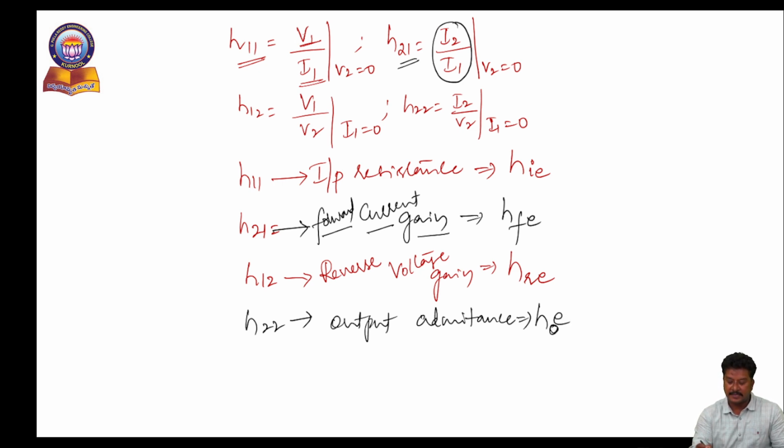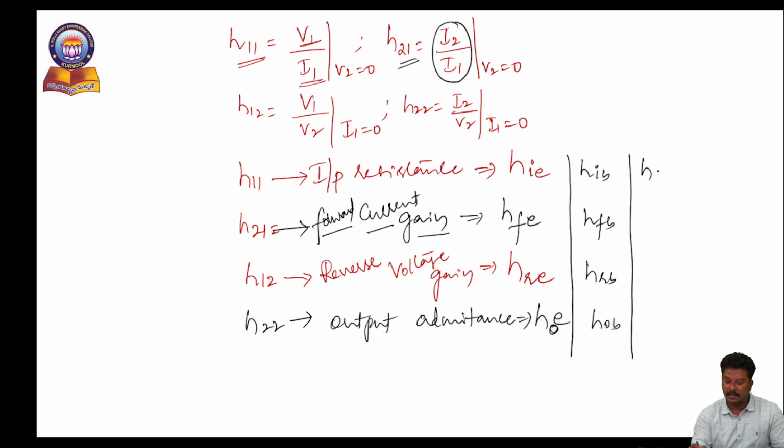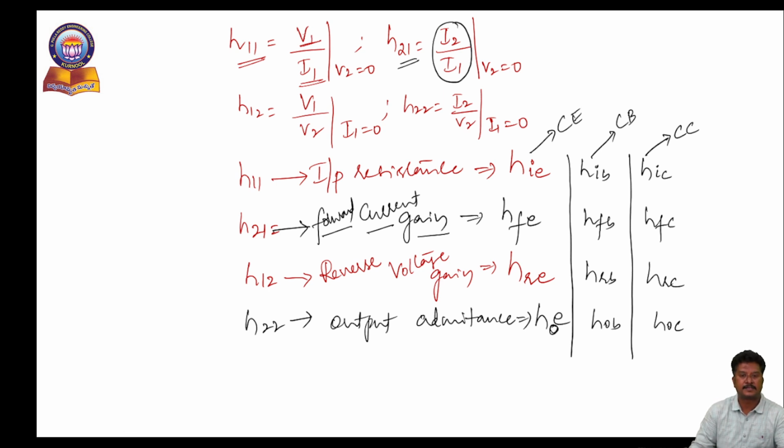If I represent the same parameters with respect to the common base, I used to have the HIB, HFB, HRB, and HOB. If I represent with respect to the common collector, I can represent HIC, HFC, HRC, HOC. This is with respect to common collector. This is with respect to common base, and these are the parameters with respect to common emitter. So finally, from the configuration of a transistor, I am trying to frame the internal structure of the transistor with respect to the H parameter.